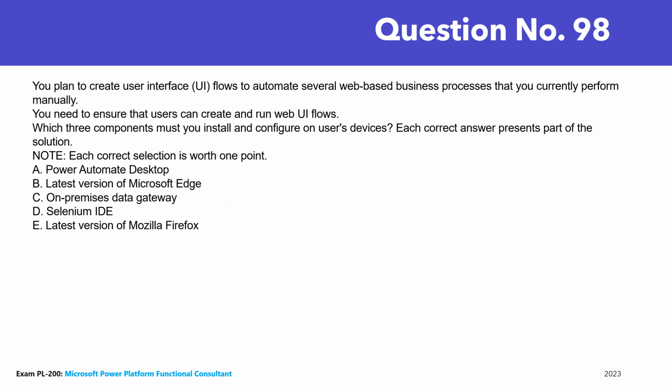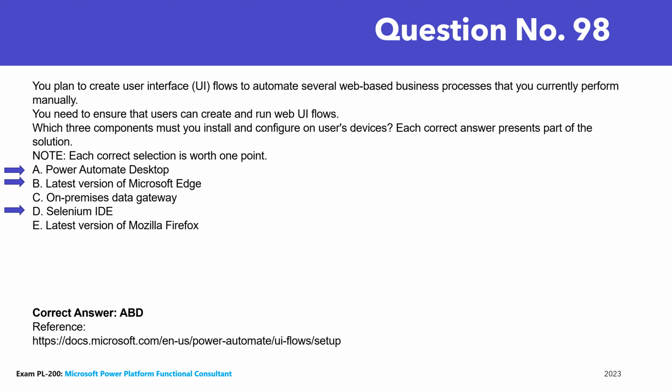Function: Clear. You plan to create user interface, UI, flows to automate several web-based business processes that you currently perform manually. You need to ensure that users can create and run web UI flows. Which 3 components must you install and configure on users' devices? Each correct answer presents part of the solution. Note, each correct selection is worth 1 point. A. Power Automate Desktop. B. Latest version of Microsoft Edge. C. On-premises data gateway. D. Selenium IDE. E. Latest version of Mozilla Firefox. Correct answer, A, B and D.